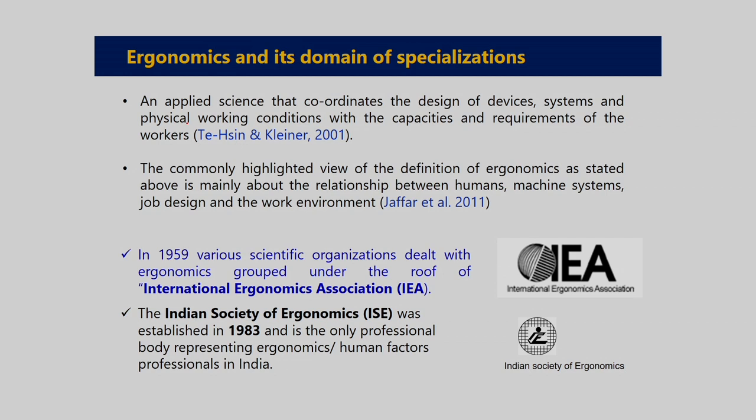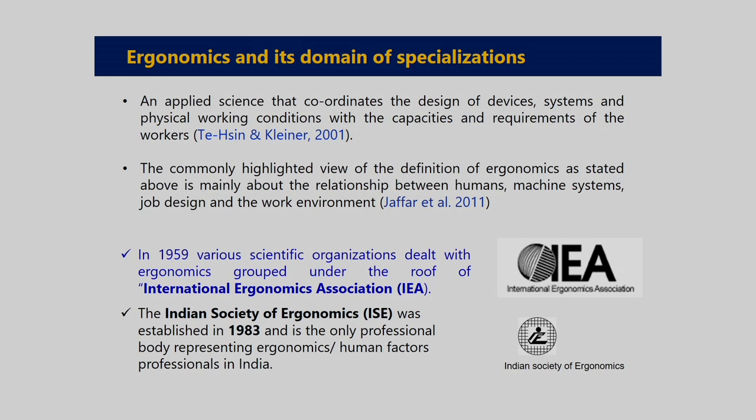Now, a few other definitions. What is ergonomics or human factors? This is an applied science that coordinates the design of devices, systems and physical working conditions with the capabilities and requirements of the workers. This definition is from the industry perspective. The commonly highlighted view of the definition of ergonomics as stated above is mainly about the relationship between humans, machine, system, job design and the work environment. This definition was provided by Jaffer et al. in 2011.